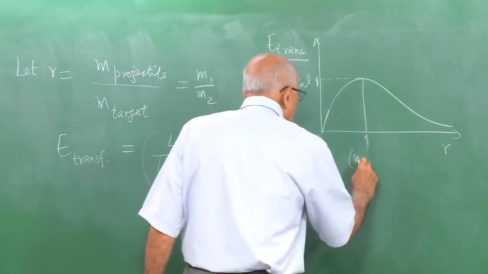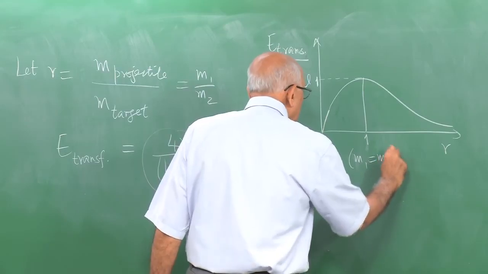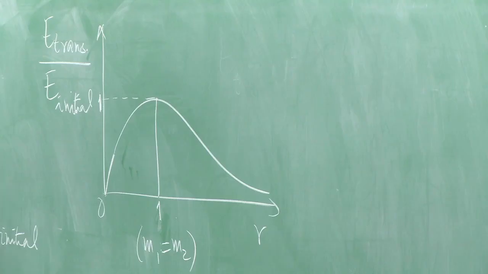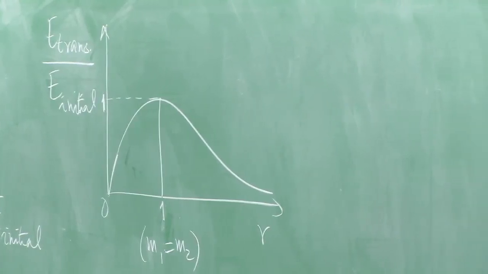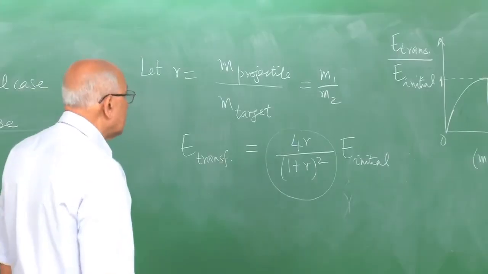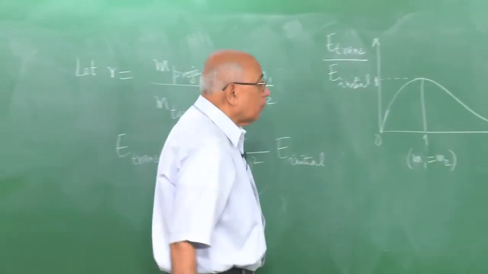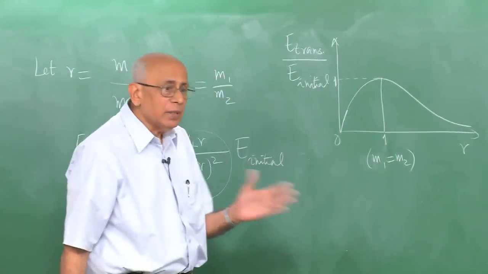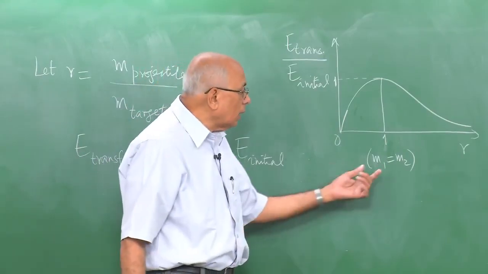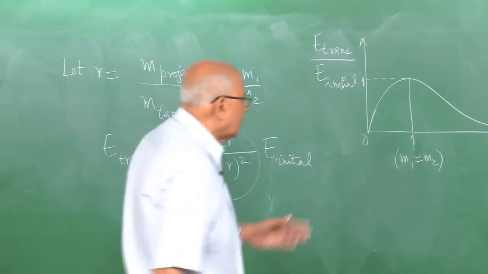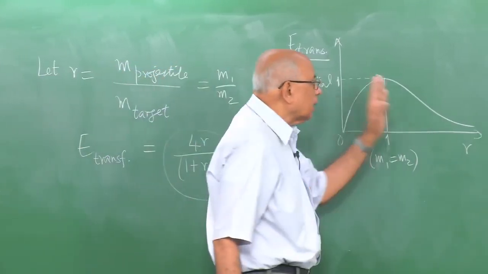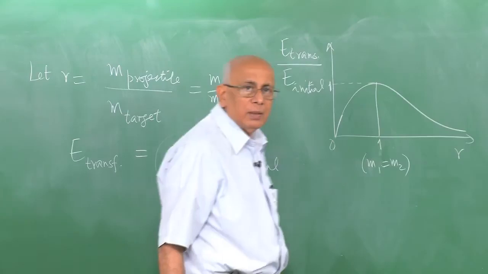And this is the situation when m1 equals m2. As we saw already, when the masses are equal, when the projectile has the same mass as the target, it transfers all its energy to the target, and the target goes off with the full amount of initial energy. So therefore, you have efficient transfer of energy as long as m1 is comparable to m2. If it's much smaller, the energy transfer is very small. If it's much larger, it's again very small on this side.